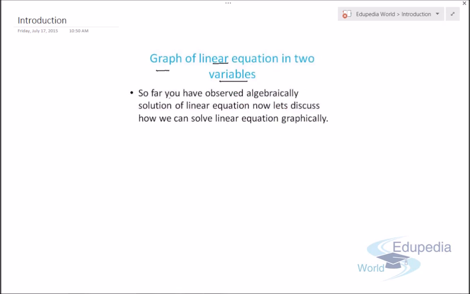Now so far you have observed that algebraical solution of linear equation have infinite solution. Similarly, graphical solution of linear equation also have infinite solution, but there is only one difference, that we use Cartesian system to solve the equation.